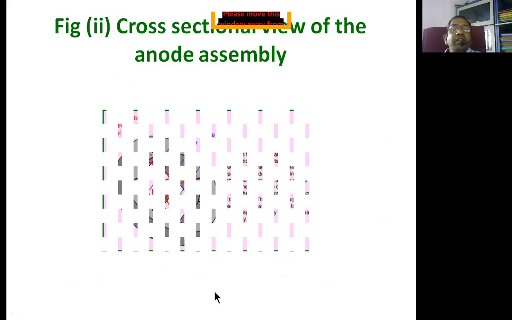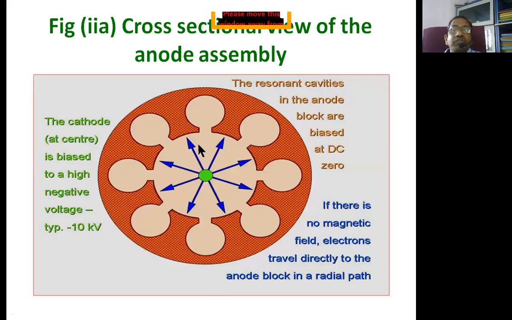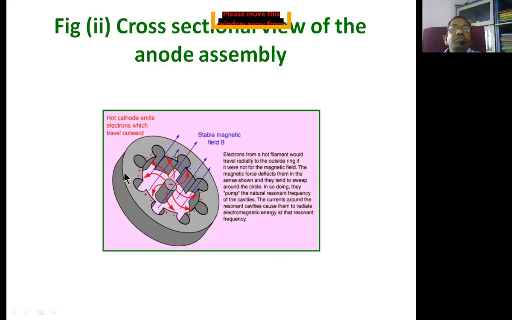So that is explained in figure 2a. Here figure 2 is explaining the basic concept of the magnetron, showing the cross-sectional view of the anode assembly. Now here in this figure, the electric and magnetic fields both have been applied.